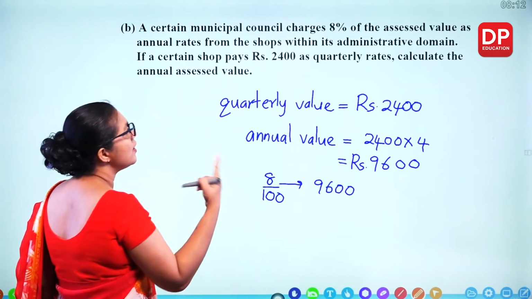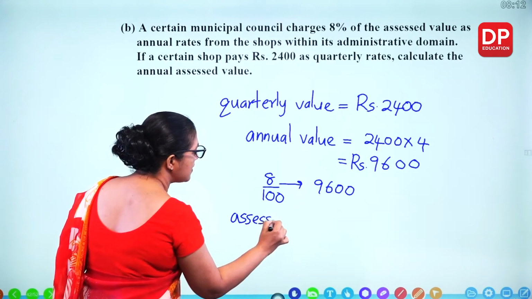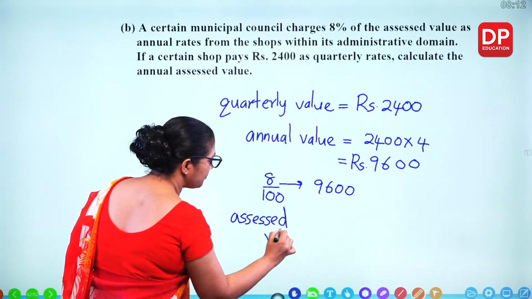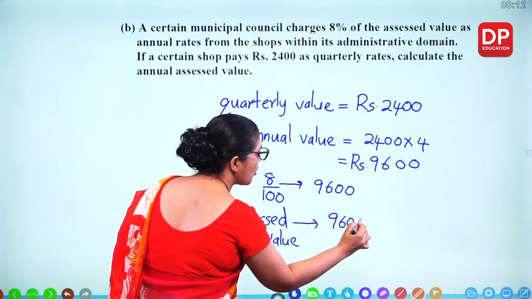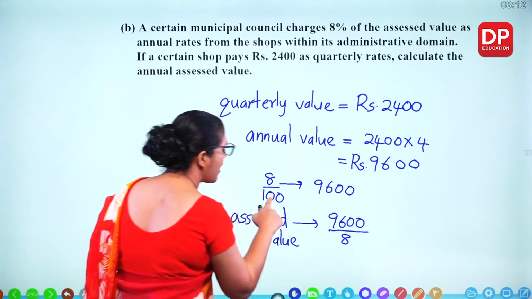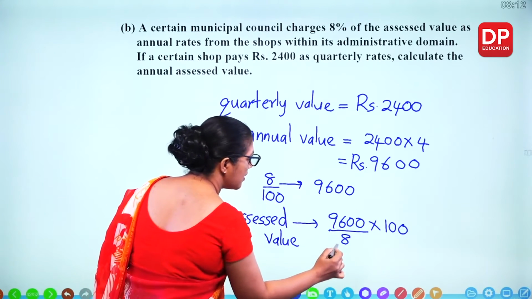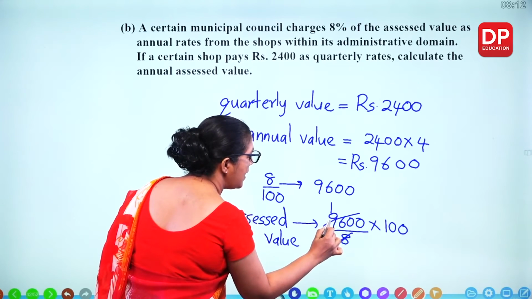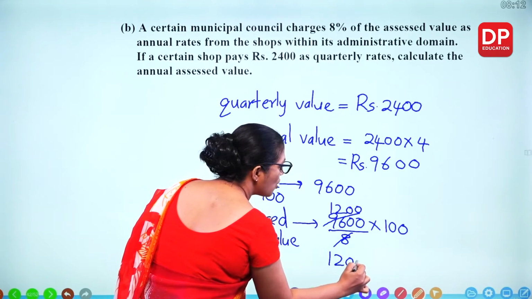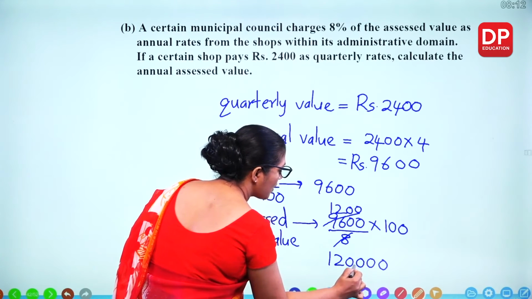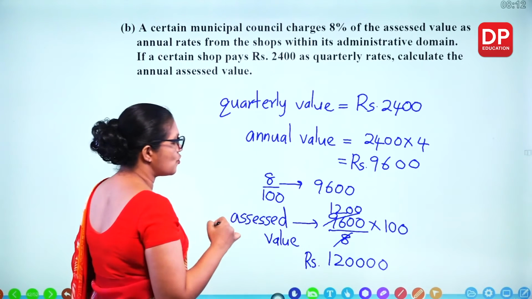So what about the assessed value? Assessed value is equal to, divide this by 8 because we are finding for one part, and for the full parts, that means you multiply by 100. 8 times 1, 8 and 2. So here you get 1, 2, 2, 3, 4. So 120,000 rupees is the assessed value.